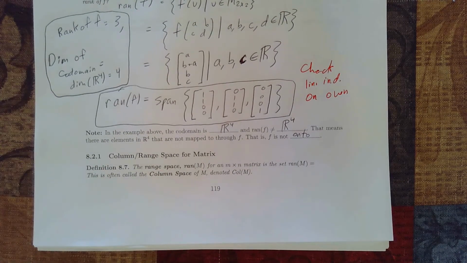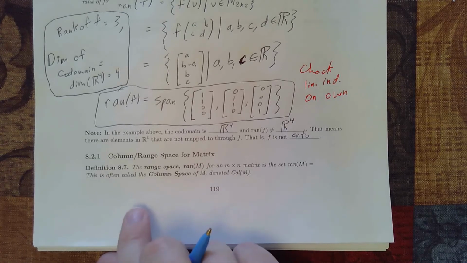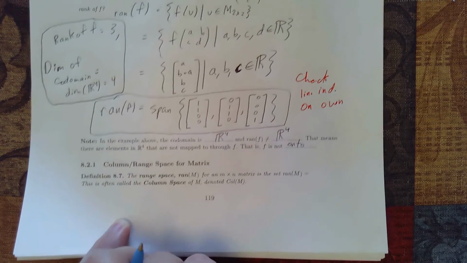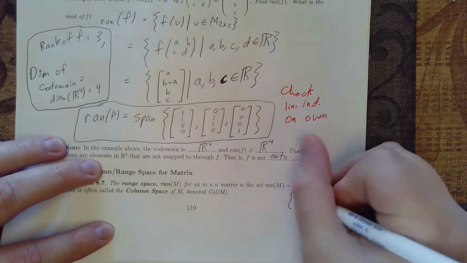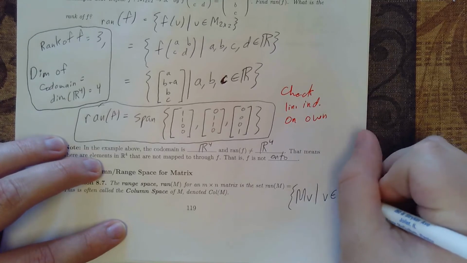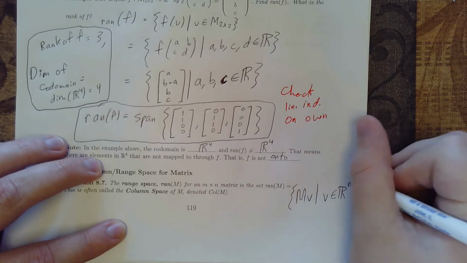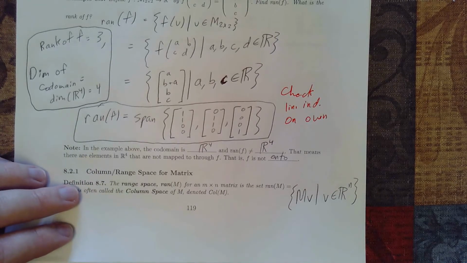Okay, so similar to how we had the null space for a matrix, we're also going to be able to have the range space for a matrix. And sometimes this is going to be called the column space for a matrix. So given a matrix M that's m by n, the range space for the matrix is going to be the set of all M times v, where v is an element of Rn. Right, so the idea is it's just all the possible matrix outputs that we could get.